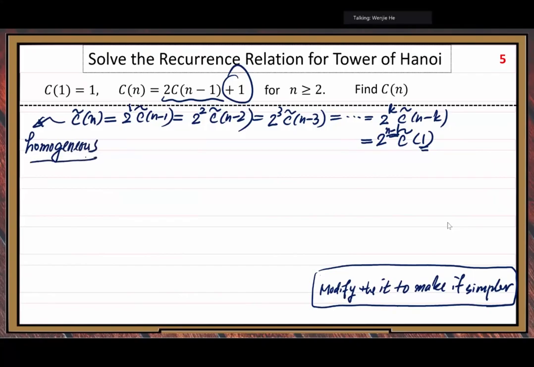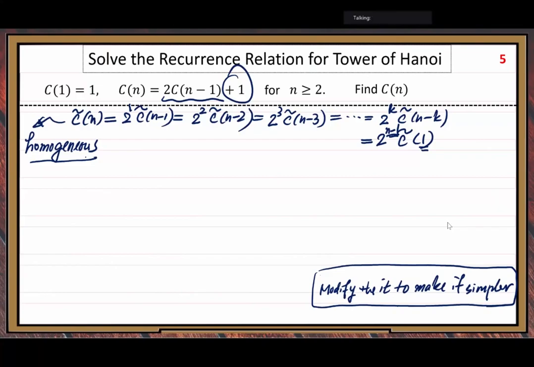Homogeneous version. Our original recurrence relation is a non-homogeneous version. So it tells us we need to find a solution for the homogeneous version first, then we go back to the non-homogeneous version. All right, so let us bridge the gap between these two versions. What is the gap?